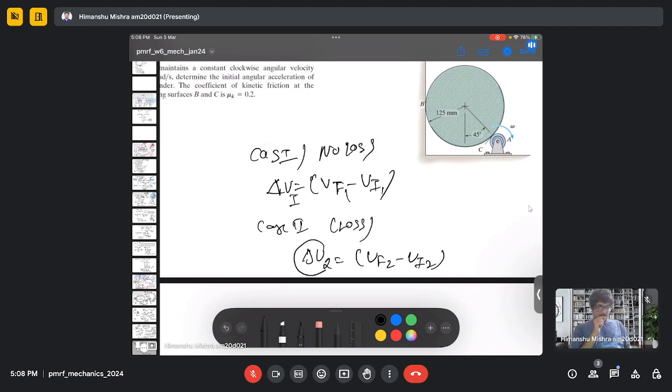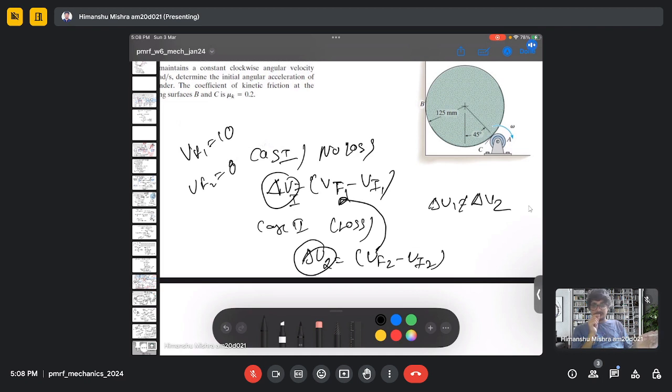Now here this del V1 will not be equal to del V2, because there is a loss in the kinetic energy, which means this final velocity will not reach VF1. Let's say my VF1 is 10. If there is a loss, my VF2 will reach up to 8 or up to 9, but it will not reach up to 10 because of the loss. So this delta V2 and delta V1 will be different.